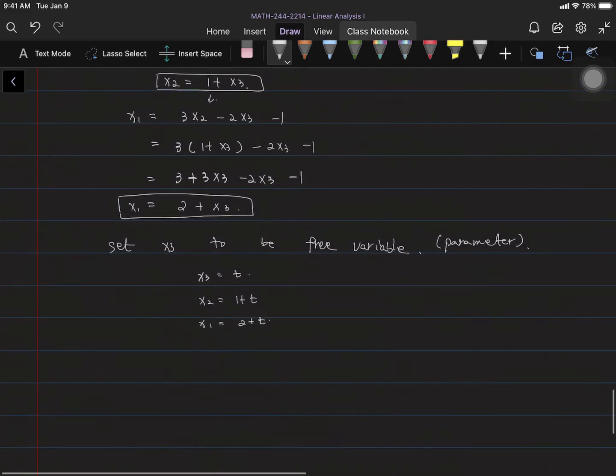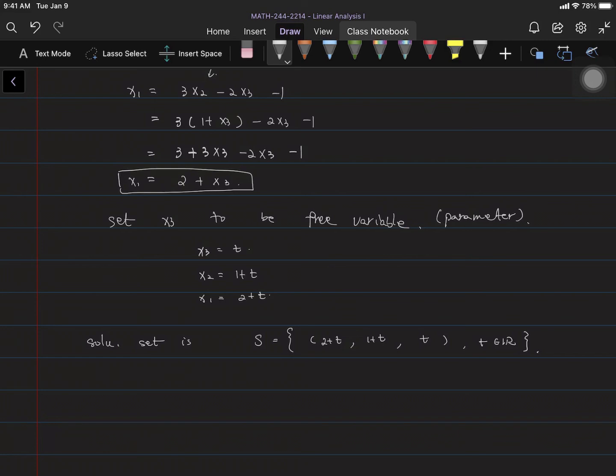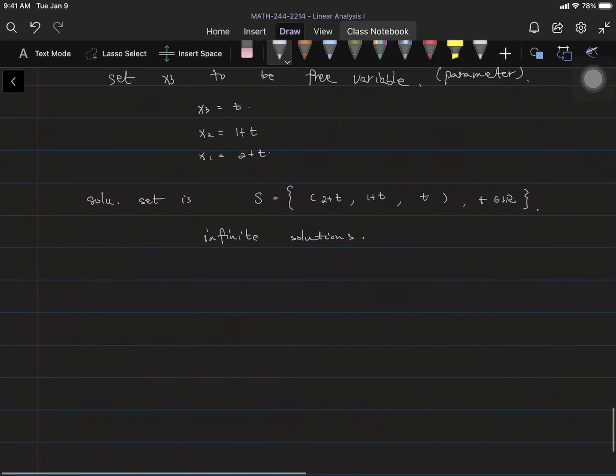So the solution set, we write down this way. The solution set S equals x1, x2, x3. So x1 is 2 plus t, x2 is 1 plus t, x3 is t, and here t can be anything, belongs to R. So in this case, this linear system has infinite solutions. Don't worry too much.